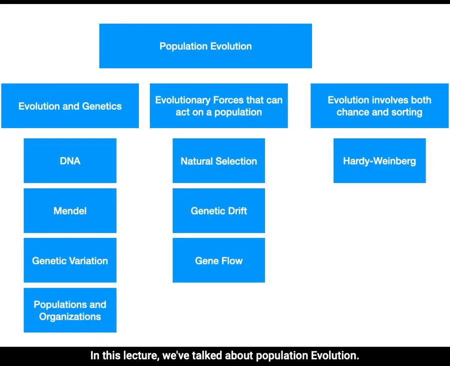In this lecture, we've talked about population evolution. We've talked about evolution genetics, evolutionary forces that can act on a population, and how evolution involves both chance and sorting, and how we can measure that through the Hardy-Weinberg equation.